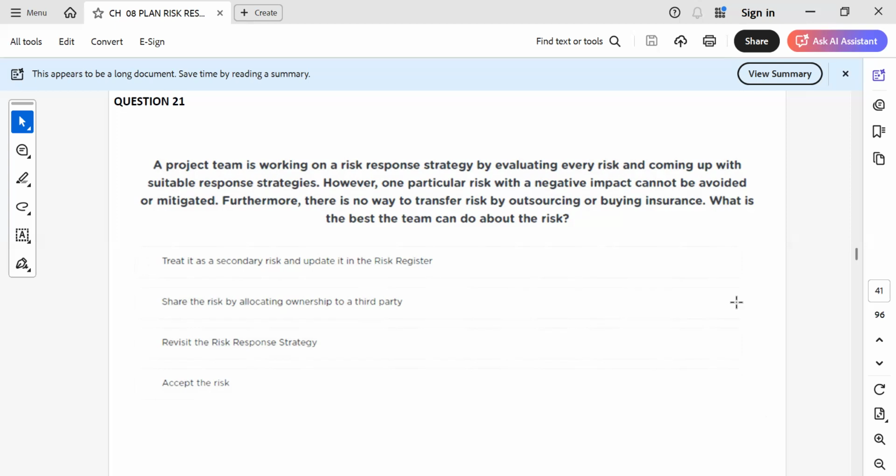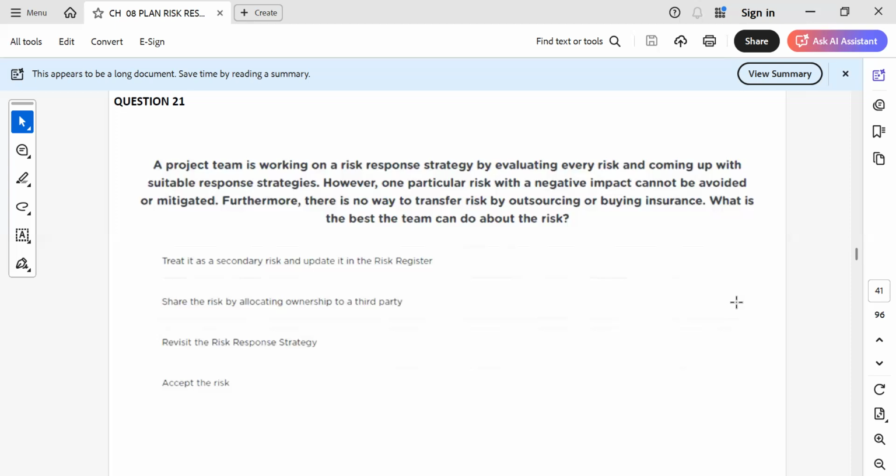Okay. So what are the options? It is saying that one particular risk with a negative impact cannot be avoided. It cannot be mitigated also. Right. And it cannot be transferred. So avoidance, mitigation, and transference are out of the question, right? Yes. What is the best the team can do?